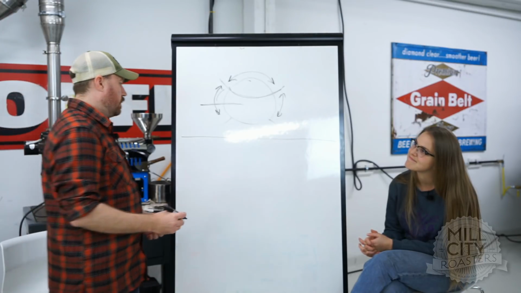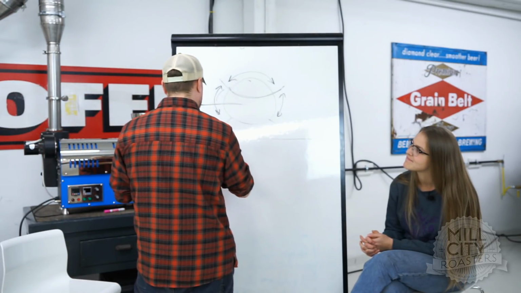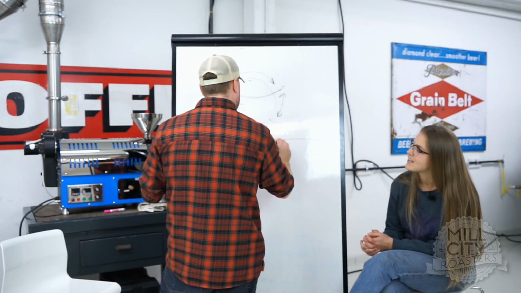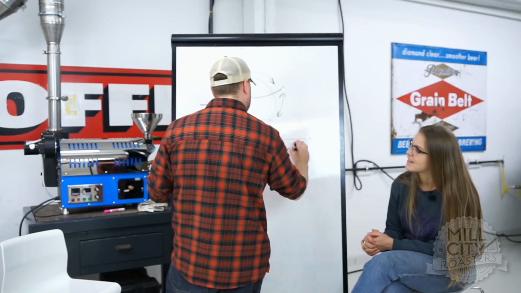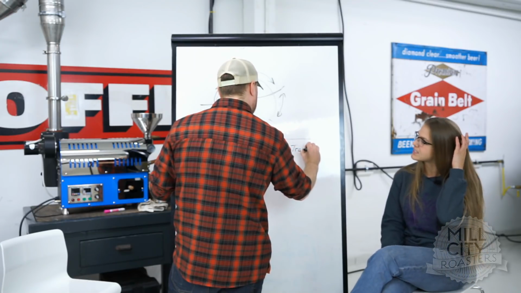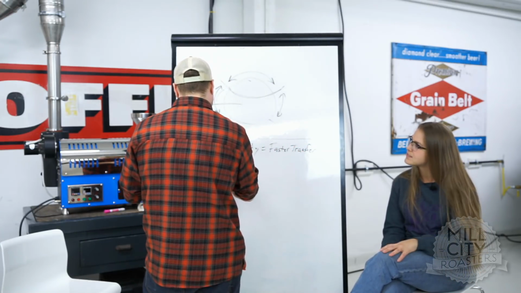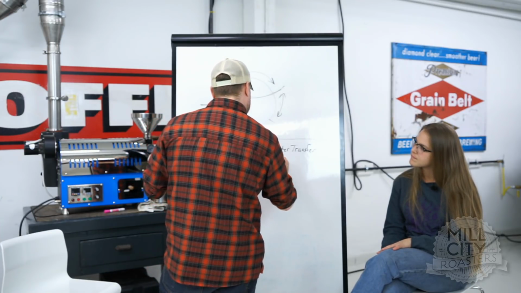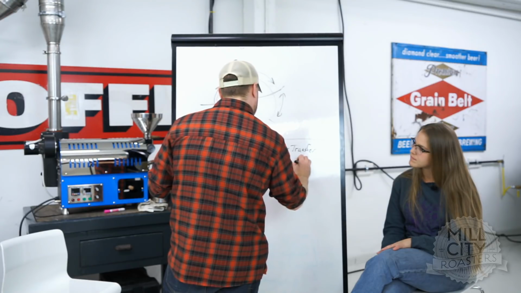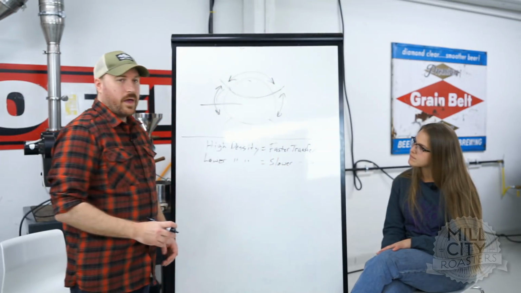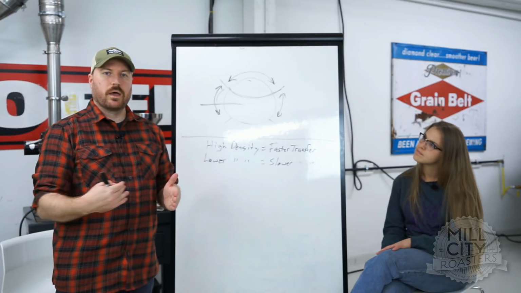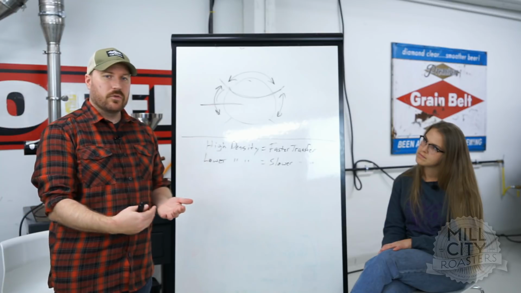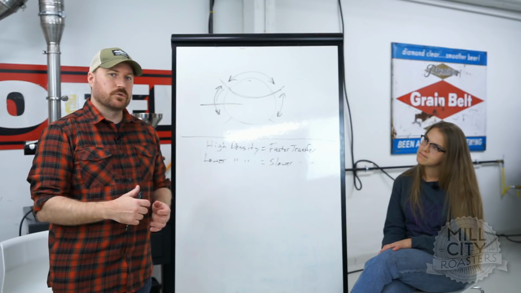of physics. Higher density equals faster transfer. Yeah, more stuff to conduct. That's right. Lower density equals slower. So if you have metal, energy will move through metal very quickly. If you have water, energy will move through it kind of quickly. If you have air, energy moves through it very slowly.